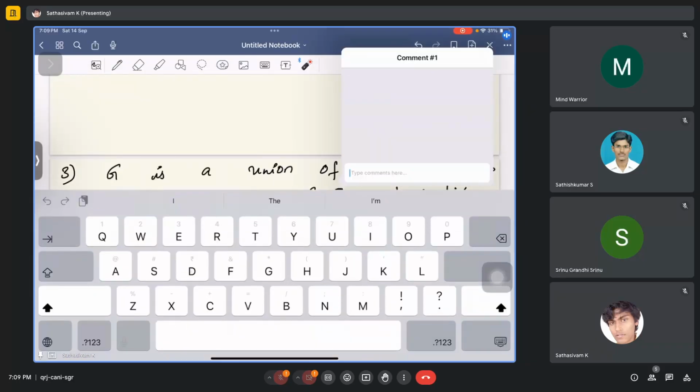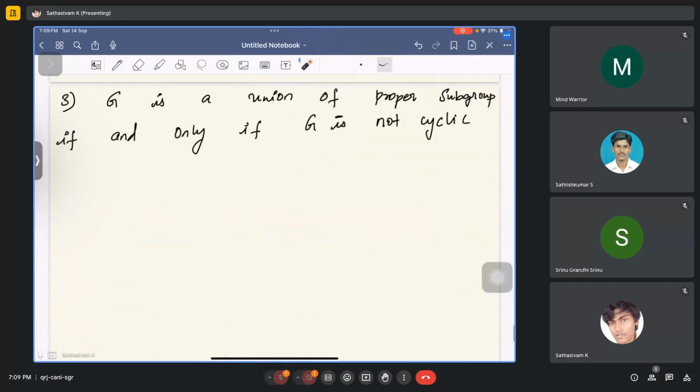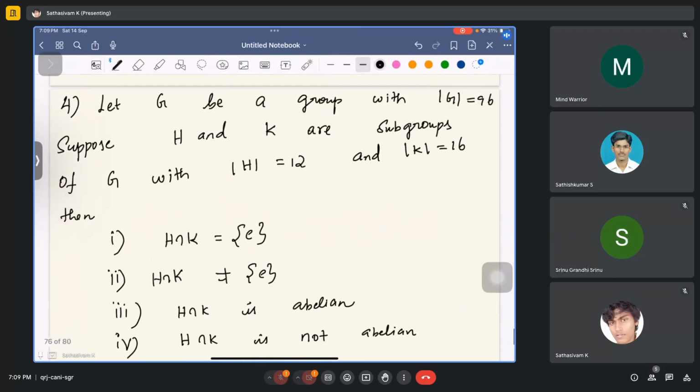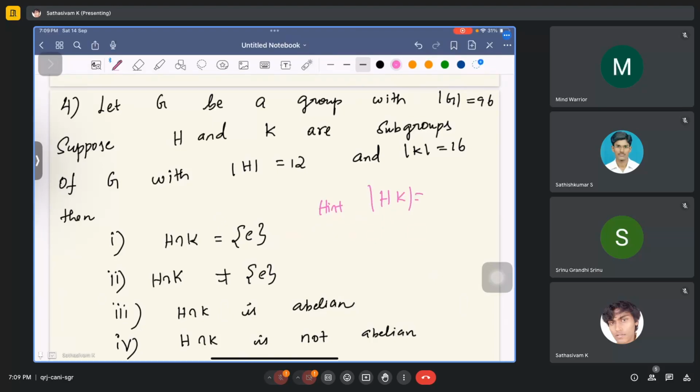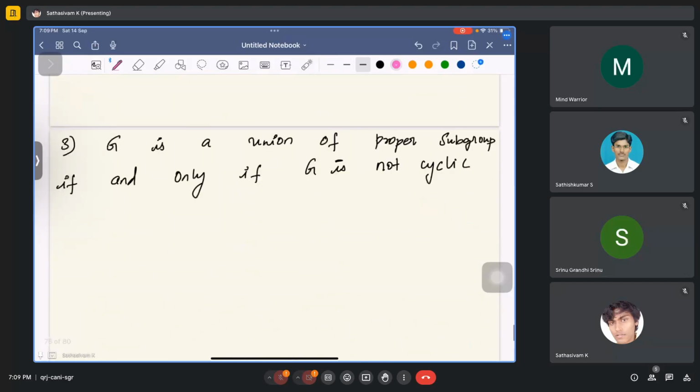So you can try these two problems as exercise. This is not a hard problem. Probably I will just leave these two problems as exercise. Since it's 2 hours, I will stop.